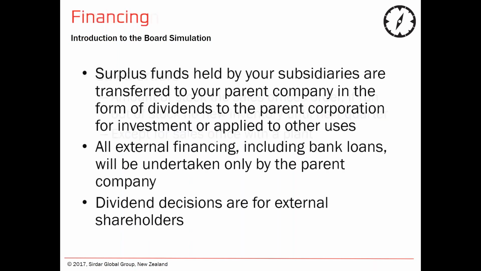There are surplus funds held by your subsidiaries that are transferred to your parent company in the form of dividends. And so you'll notice that there'll be a dividends transaction, but that is the subsidiaries' flow of dividends to the parent companies. You've got to make the decision that you want to issue dividends to external shareholders from the parent company. And that's the financing decision that you have to make. All external financing, including bank loans, are undertaken by the parent company only, so you'll notice that on the balance sheet.